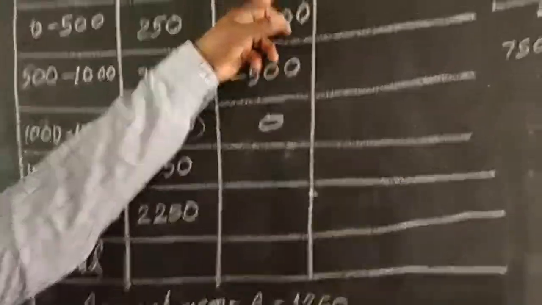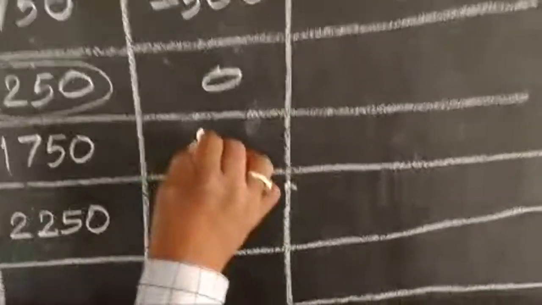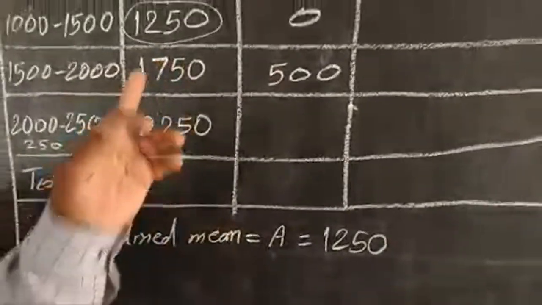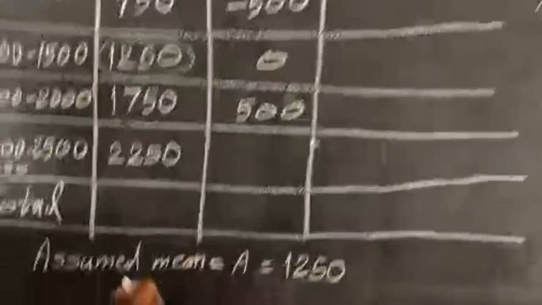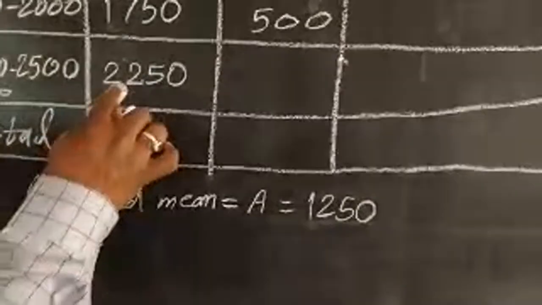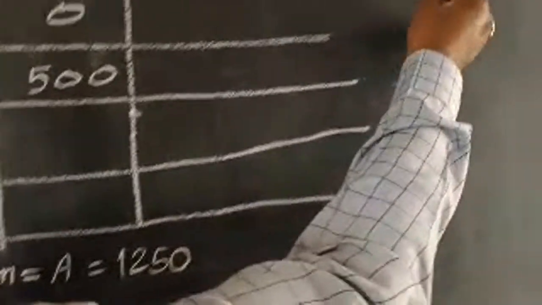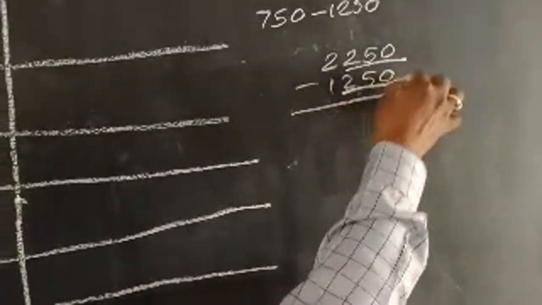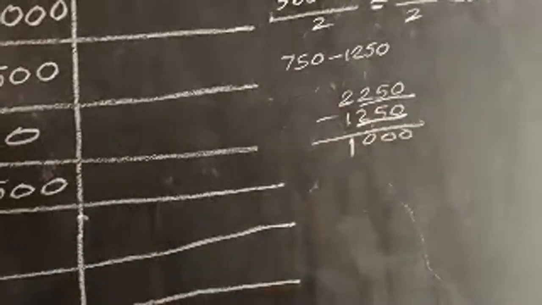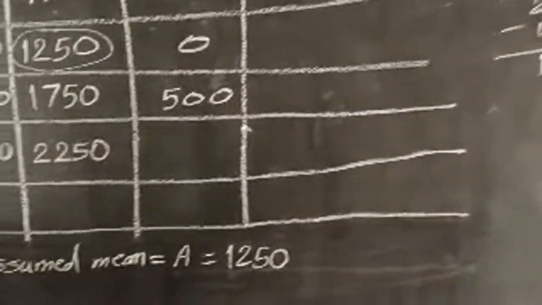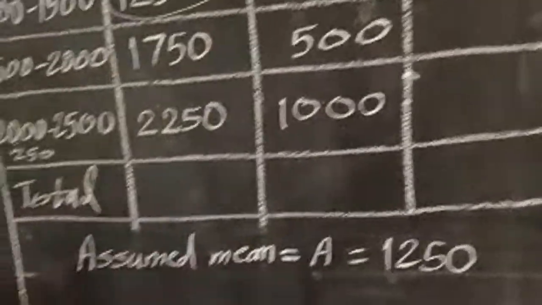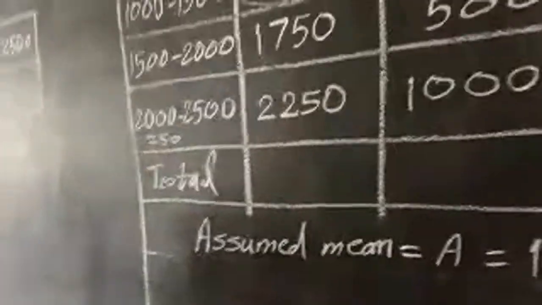1750 minus 1250, 500. Correct. 2250 minus 1250. 2250 minus 1250, 250 gets cancelled. 2 minus 1, and the answer is 1000.